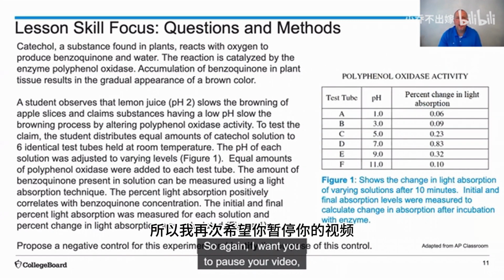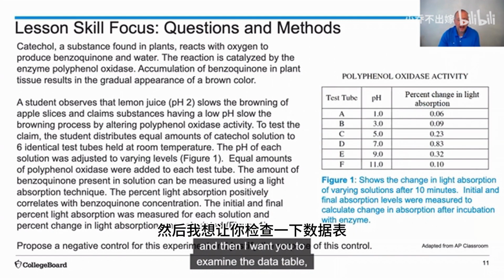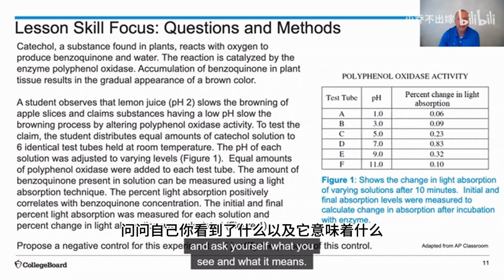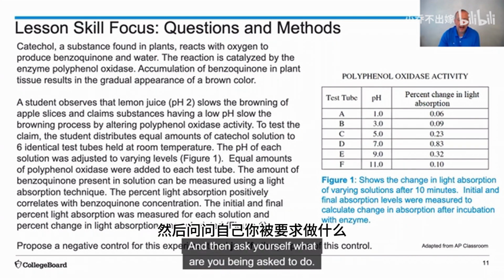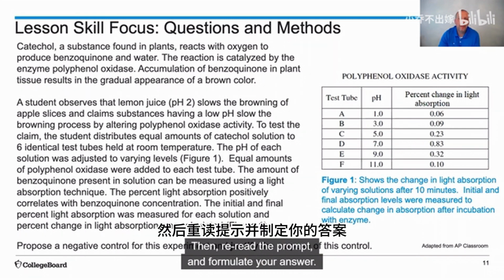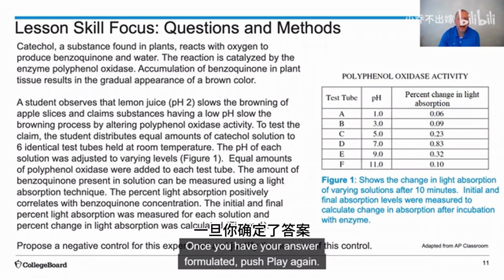So again, I want you to pause your video, and then I want you to examine the data table and ask yourself what you see and what it means. Then read the prompt and look for the bold-faced words that are the task verbs. And then ask yourself, what are you being asked to do? Then reread the prompt and formulate your answer. Once you have your answer formulated, push play again.